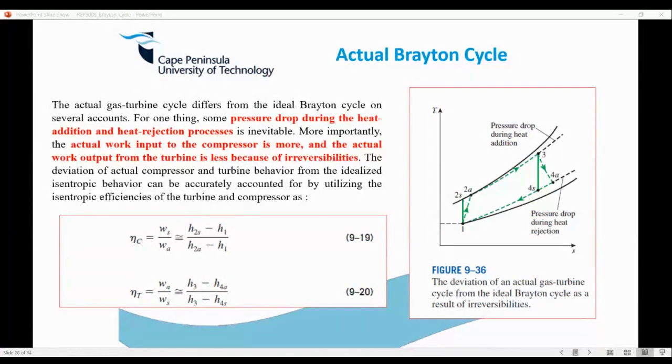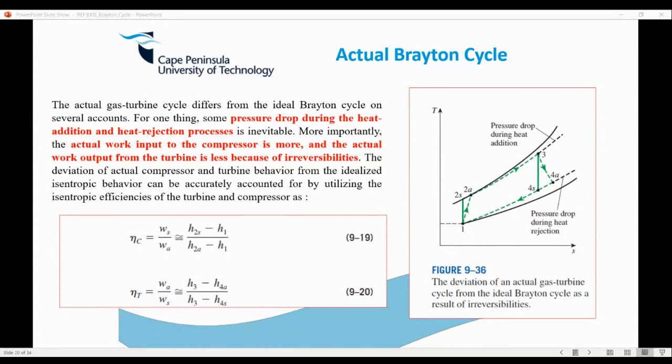The black curve, the solid line, has a slight drop. The actual work input to the compressor is way more, and the actual work output from the turbine is less. So the compressor does more work, and we actually get less from the turbine. This is obviously due to irreversibilities, in essence, heat losses, etc. So there is a deviation of the actual compressor and turbine from the idealized one.